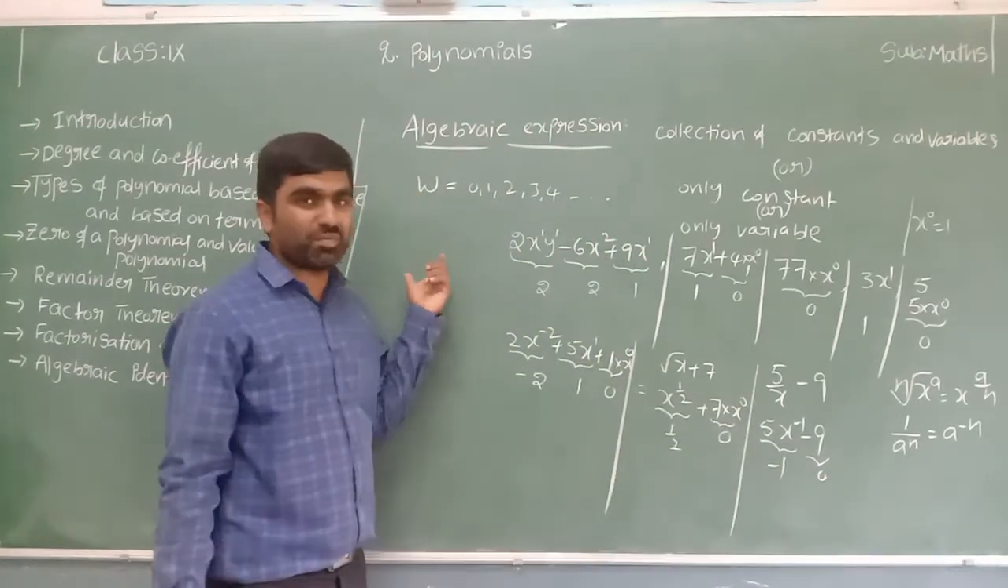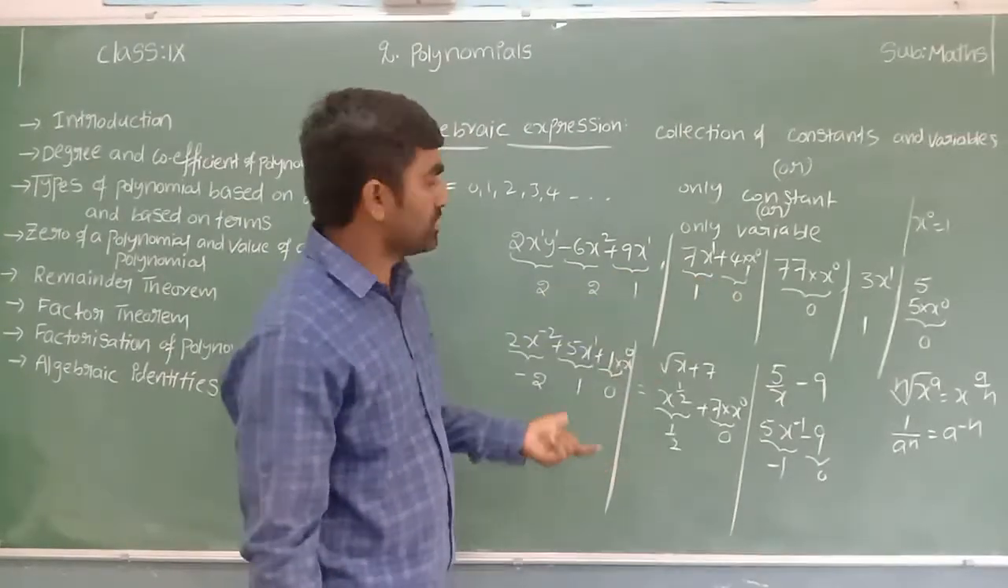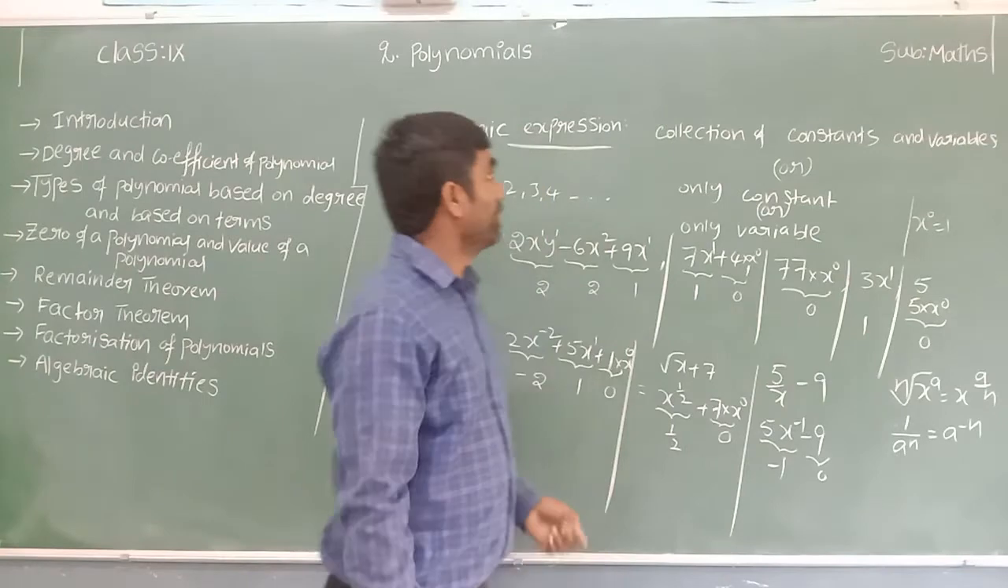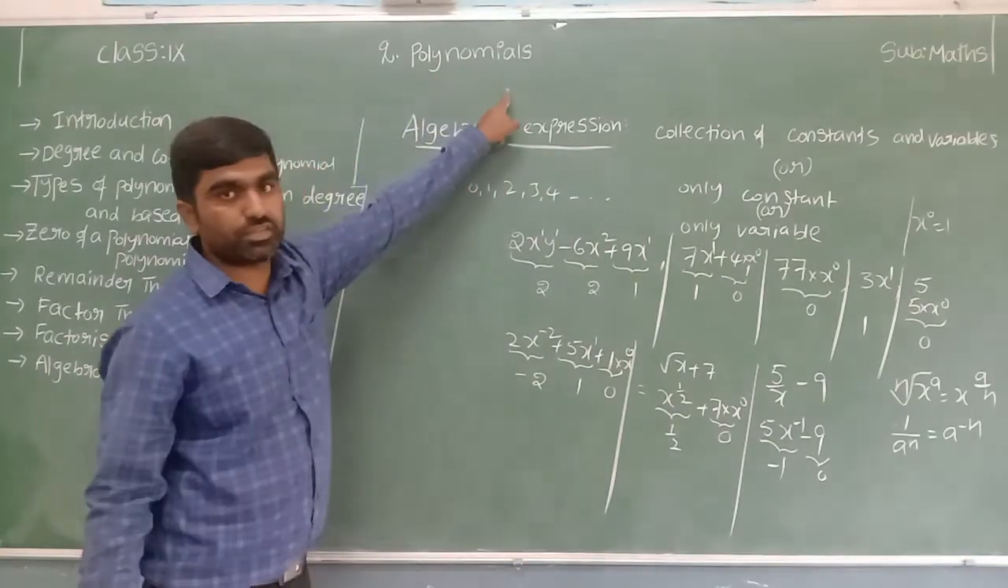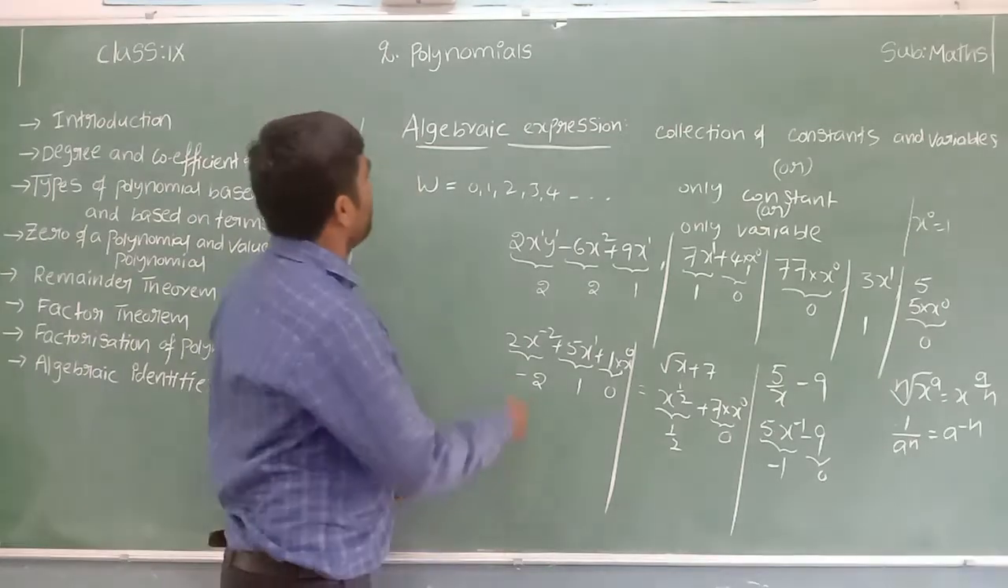Sir, why did whole numbers come again? Because these are the algebraic expressions which have variable powers that are whole numbers, and they are called polynomials. Our title name is polynomials. What is meant by polynomial, ma'am?